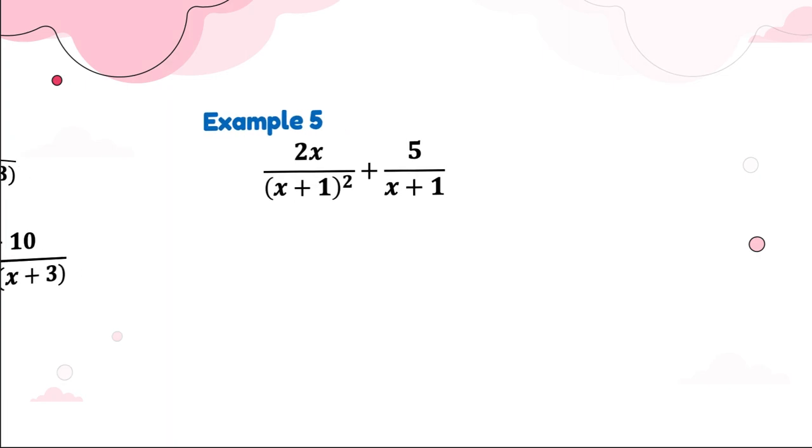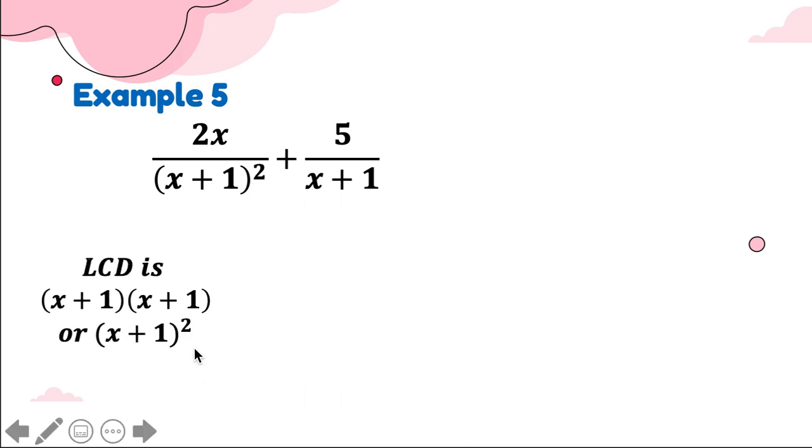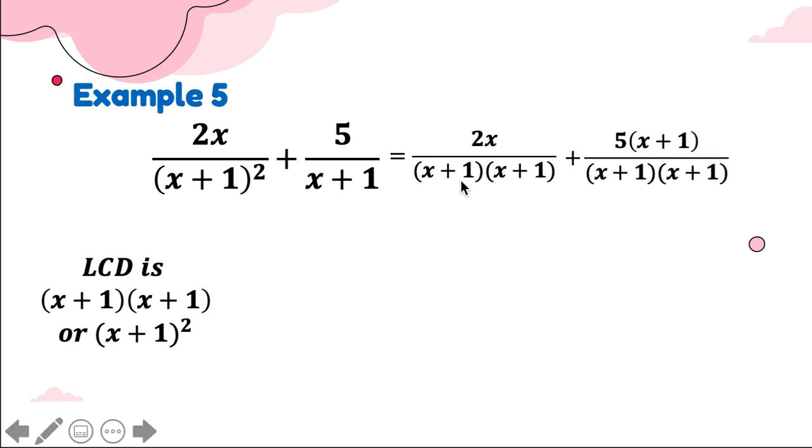Next, for our fifth example, 2x over the quantity of x plus 1 squared plus 5 over x plus 1. So be careful as we get the LCD here. The LCD for this example is the product of x plus 1 and x plus 1, or we can also write that as x plus 1 squared. So we write this into fractions with the same denominator, just like this one. And then after that, just divide.